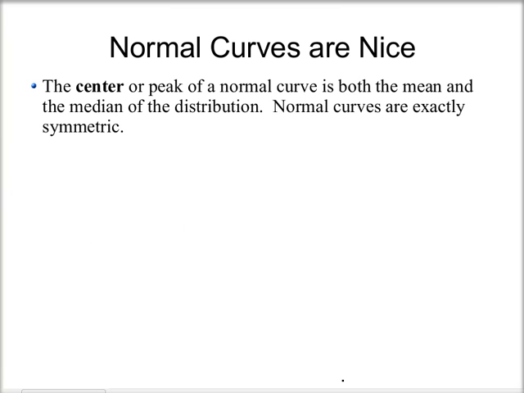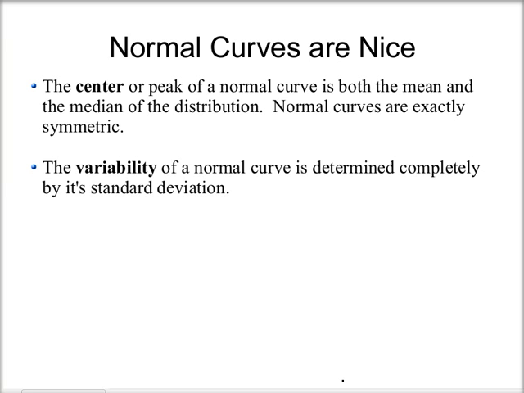And why are normal curves nice? Well, first, the center or peak of a normal curve is both the mean and the median of the distribution. And that's because normal curves are exactly symmetric. Also, the variability of a normal curve is determined completely by its standard deviation. So if we know the mean and the standard deviation of a normal curve, we can describe everything about its variability.